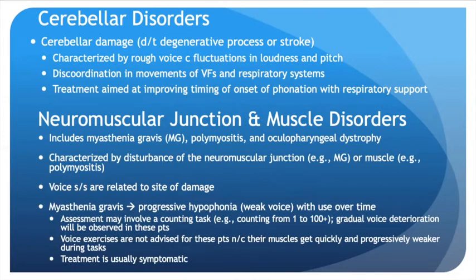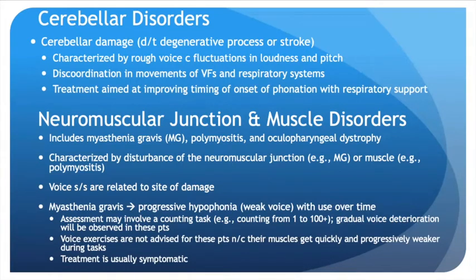Neuromuscular junction disorders include myasthenia gravis and others. These are characterized by a disturbance of the neuromuscular junction or the muscle itself. And the voice signs and symptoms are related to the site of the damage. With myasthenia gravis, this is a progressive hypophonia or weak voice, with voice becoming weaker over time with continued use.